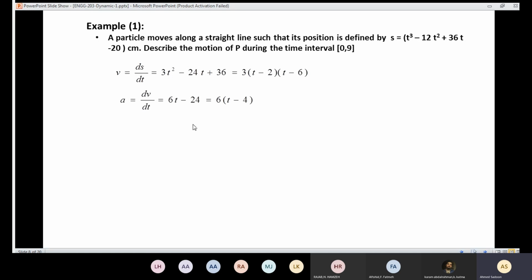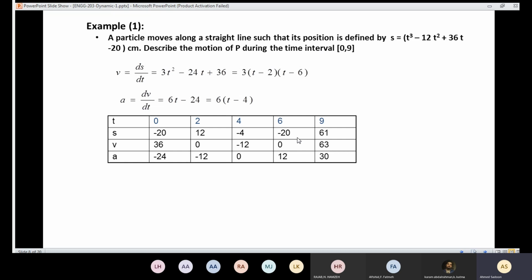Similarly, I can get the value of the acceleration, because the acceleration is dv over dt. I'm going to differentiate that equation here. It's going to be 6t minus 24. Also, I can simplify it like that. Now I know the time interval. If I know the time interval, I'll be able to describe the motion. So I'm going to put that table here. The time is going to be 0, 2, 4, 6, 9.